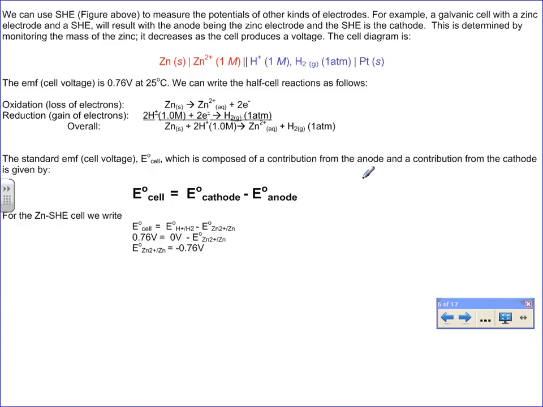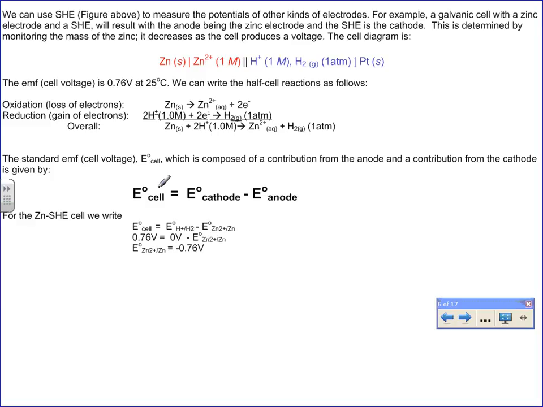But how we decide which one is the anode and which one is the cathode is by examining the actual substances. And we monitor the mass of the zinc in this case. In this case, the zinc actually decreases in mass. So we know that it is being oxidized, that the zinc electrode is losing electrons to form Zn2+. So I now know that zinc is the anode and the SHE electrode is the cathode. So these are the reactions that are happening in this galvanic cell with an overall cell potential of 0.76.